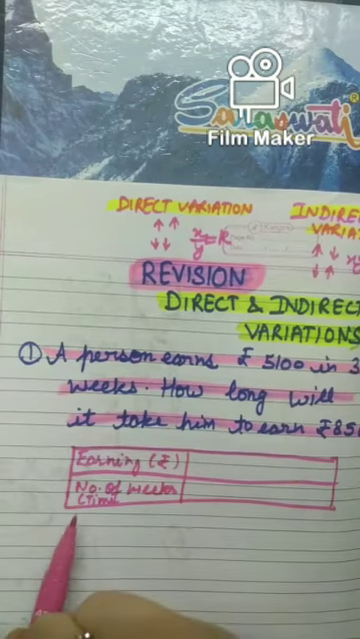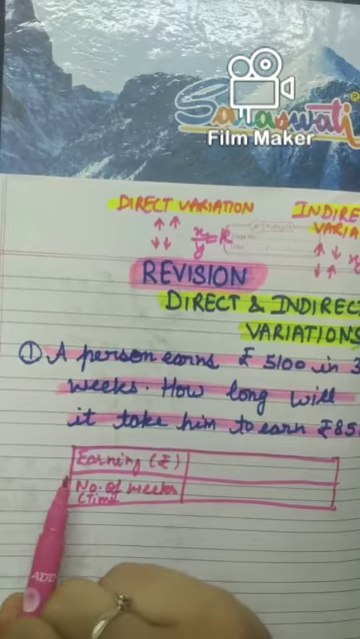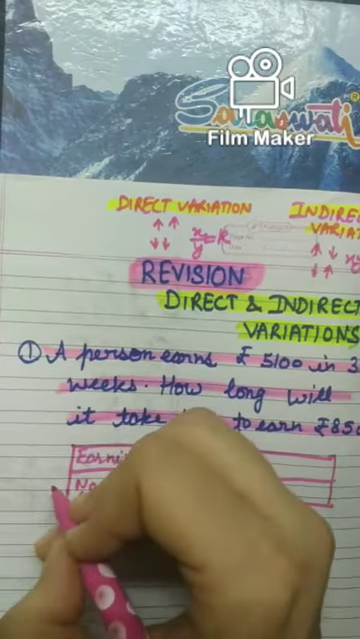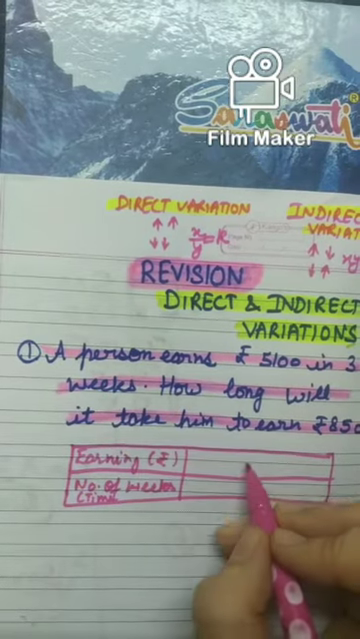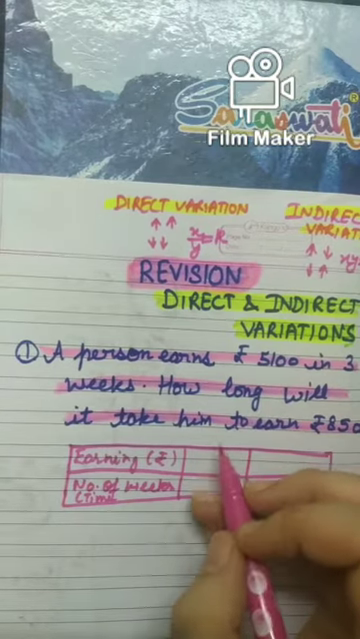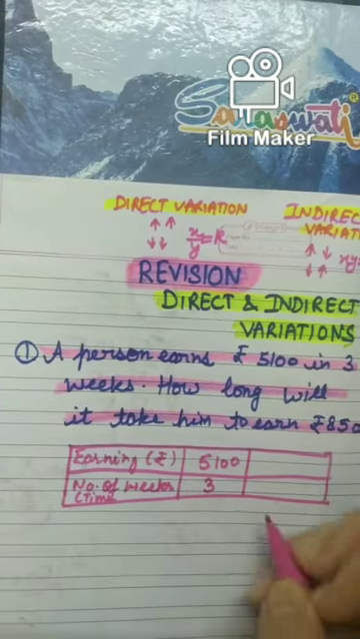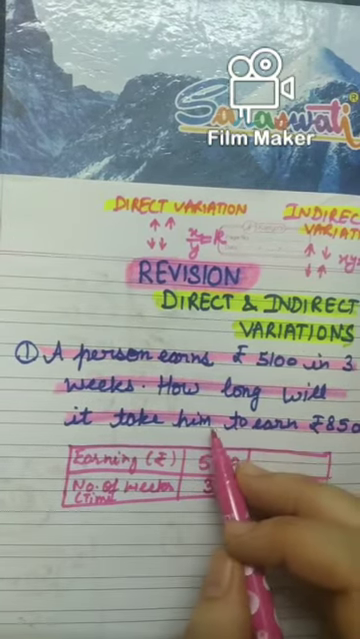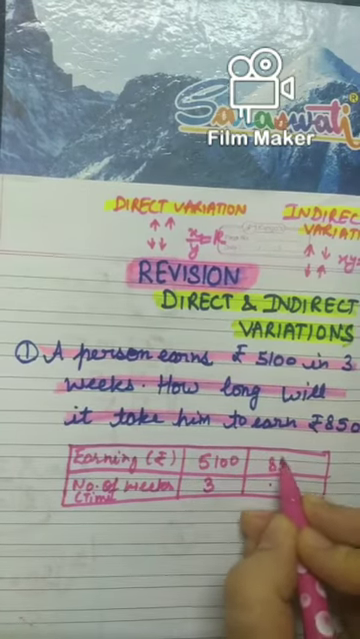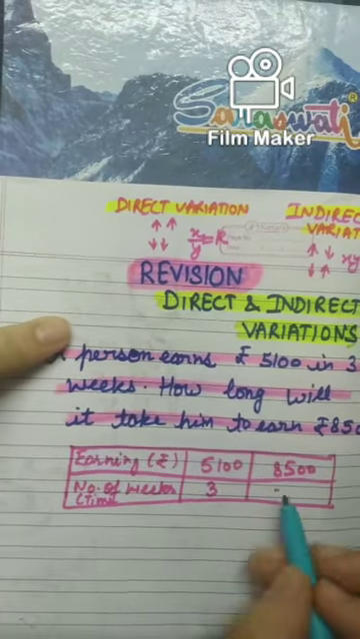So this question, beta, see. If the person is working for more number of weeks, he will earn more money. Less number of weeks, less money. So more weeks, more earning, less weeks, less earning. It means this question is of direct variation, right? If one thing is increasing, the other is also increasing with that. So I am writing the amounts which they have given. He is earning rupees 5,100 in 3 weeks. They are saying how long will it take him to earn rupees 8,500, in how many weeks? So this is unknown, so I can take it as x.